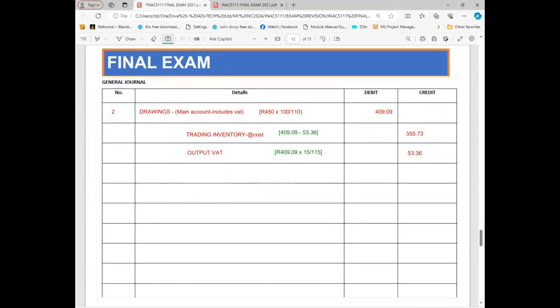So if they ask you for the narration, remember narration can be anything as long as you summarize it. We don't summarize the same. So the narration for this one, I'll just say the owner took goods for own use. That will be my narration. So you can have your own way of summarizing, but this is what we call the narration. Okay, I hope it makes sense.